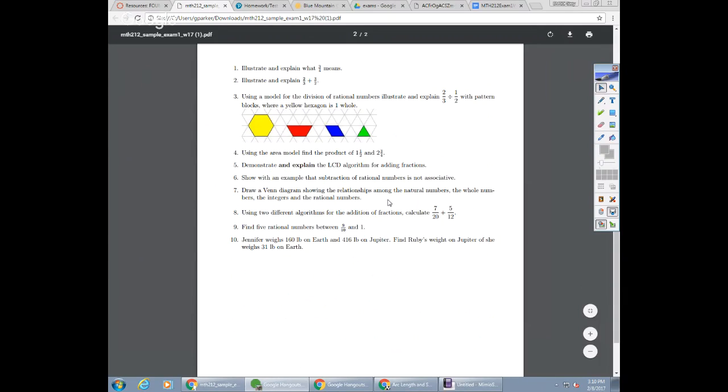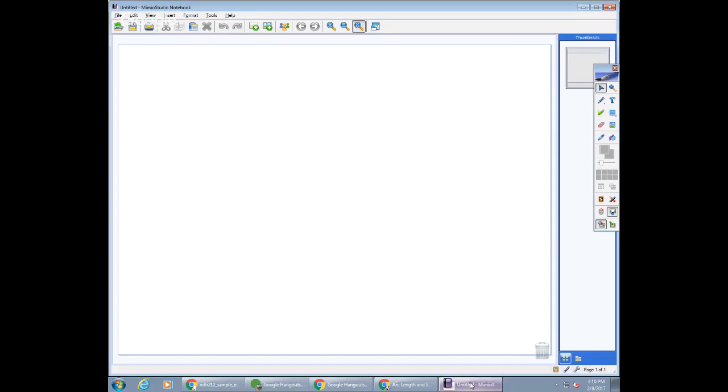Natural numbers, whole numbers, integers, rational numbers. So last quarter, we went over natural numbers, whole numbers, and integers. This quarter, chapter 6, is all about the rational numbers. Okay, rational numbers is just a fraction. So how do they fit in a Venn diagram?